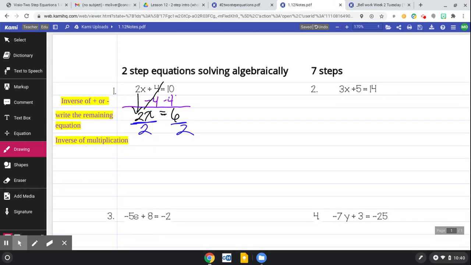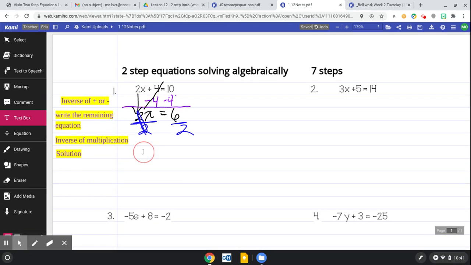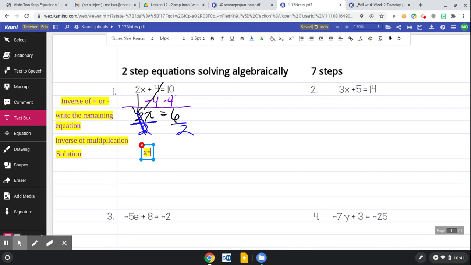A lot of you lost points on your quizzes from last week because you weren't doing work to both sides of the equal sign. Okay, so then I can cancel my 2's out. And then we have our solution left. And what is my solution? Well, I would say my solution is x equals 3.